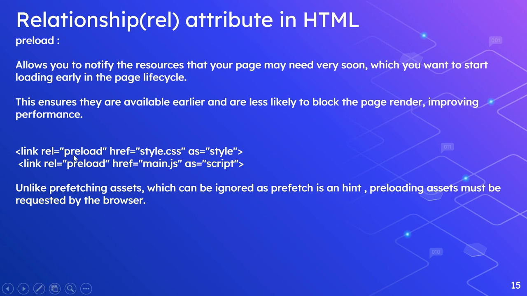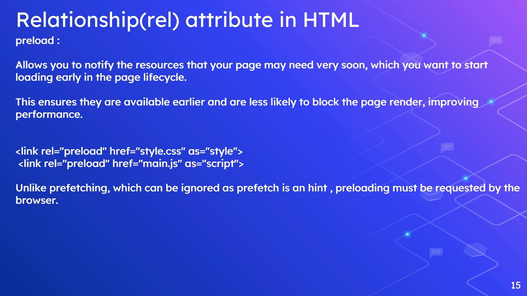This is the way you can specify the preload attribute. Relationship equal to preload, then the URL of the resource that should be preloaded. You can specify multiple URLs also. So these URLs will be preloaded, so that whenever required, these resources are available and it will provide better performance. Unlike prefetching, which can be ignored as the prefetch is a hint to the browser, preloading must be requested by the browser.